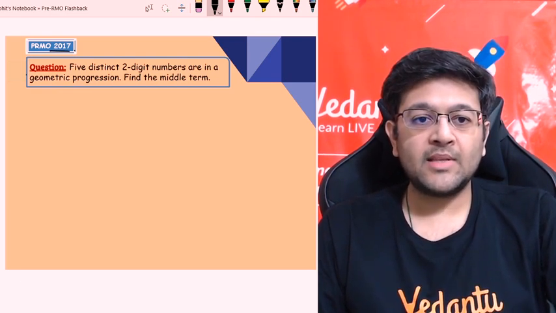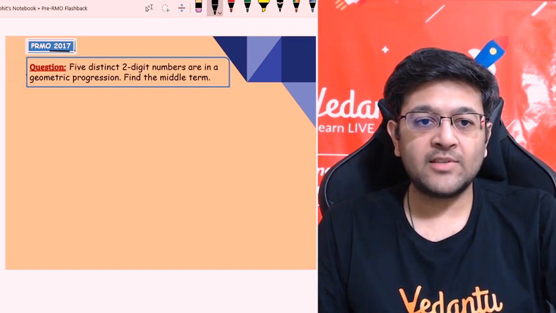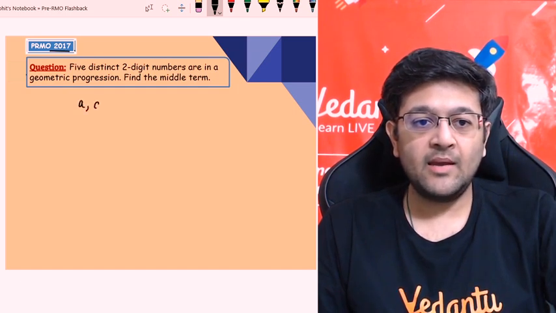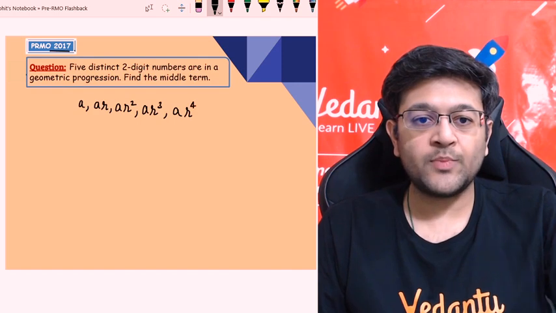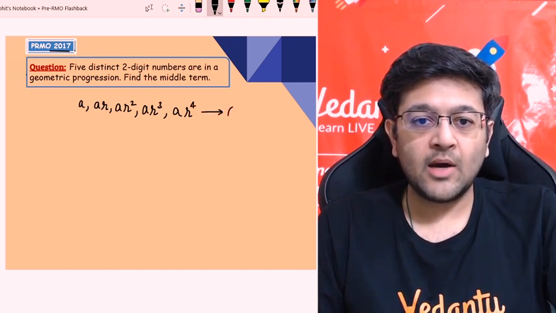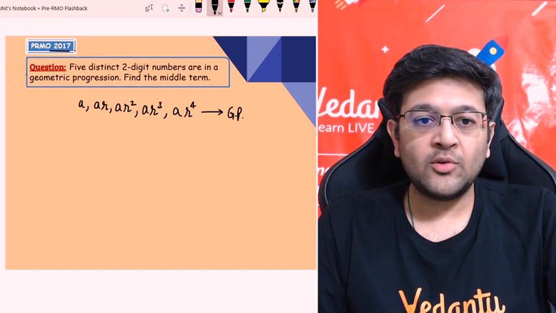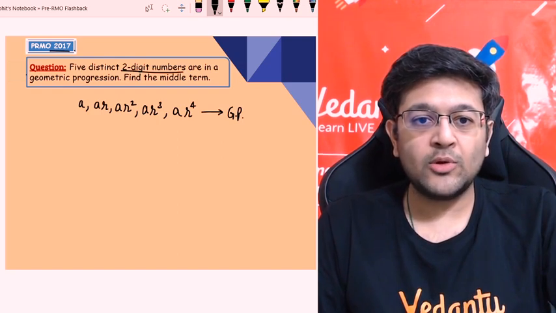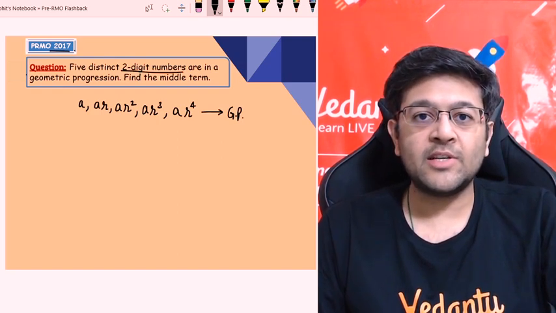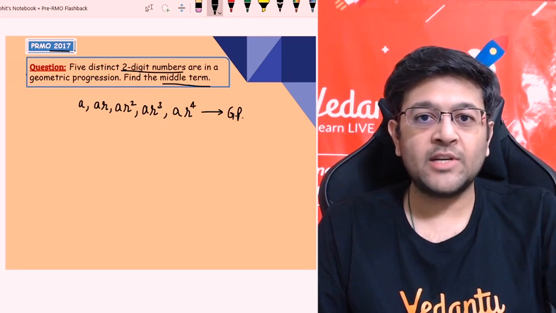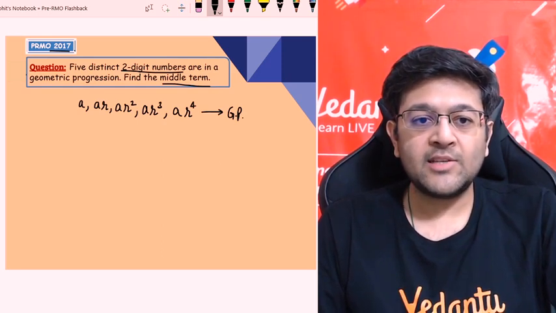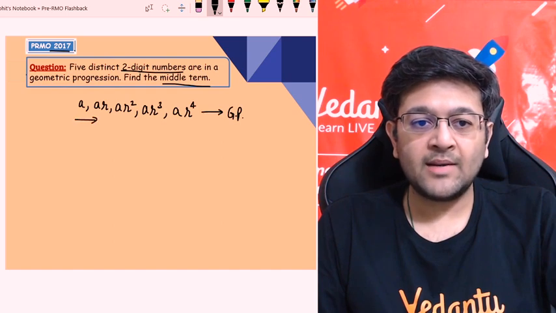So one thing we can do, let's assume the five distinct numbers in GP as A, AR, AR square, AR cube and A into R raised to power 4. So these five numbers are now in GP. The important thing to note is all the five numbers are two-digit numbers, right? And also we have to find the middle term, that is the final step, but all of these are two-digit numbers, right? So let's assume this is an increasing GP. We can assume that, right?